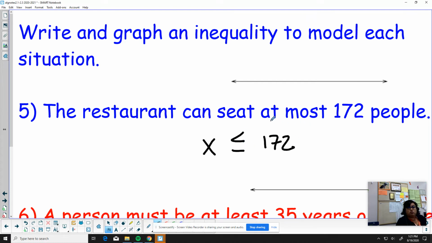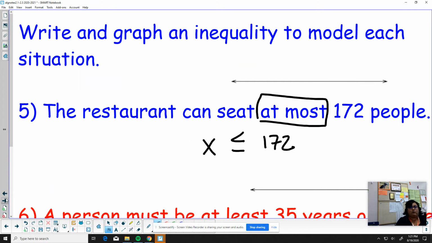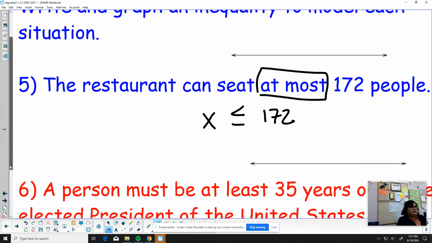And if I'm not sure what at most is, I go back here and look. And at most is right here. So I know that it's less than or equal to if I'm not sure. But I can also reason it out because they can't seat 173 people. That's too many. 172 is the most they can seat. Now they can seat 160, which kind of takes care of that less than.